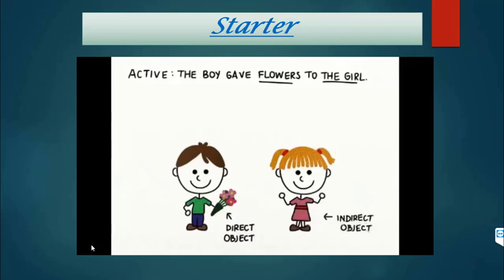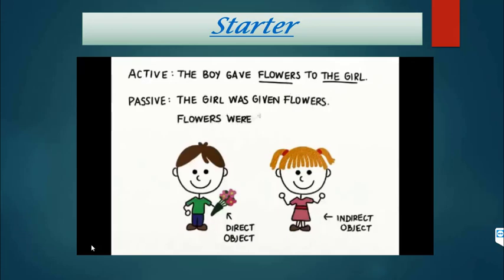Right. We can write this sentence in passive voice in two ways. The first way, the girl was given flowers. Again, flowers is the direct object. The second way, flowers were given to the girl. Remember, if you use the indirect object first, we must include the preposition to.